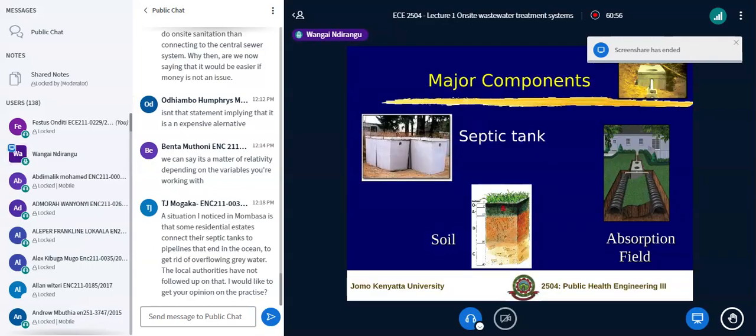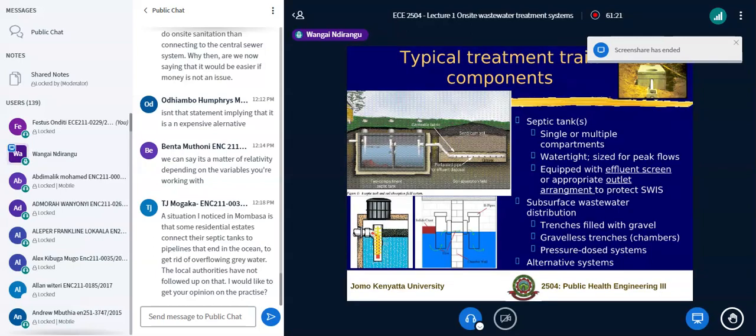Let me go to the next one. The major components are the septic tank, the soil, and the absorption field. Three important things. How do we design a septic tank? What type of soils do we have, and can they accept our waste? And then the dispersal field: how do we design it? So let's start thinking about the first part of it, the septic tank.